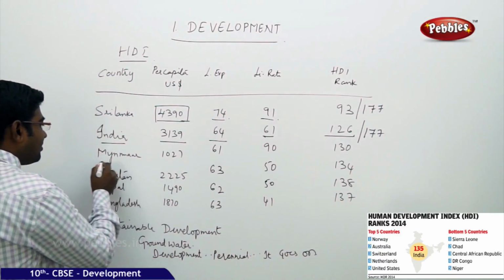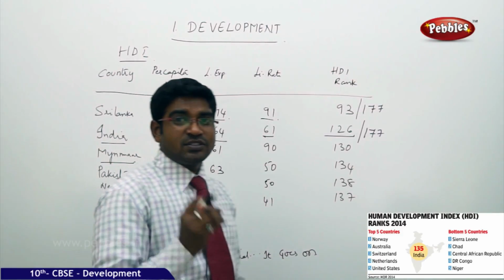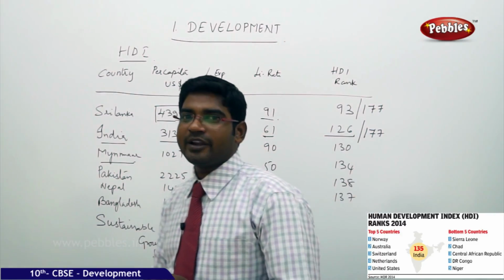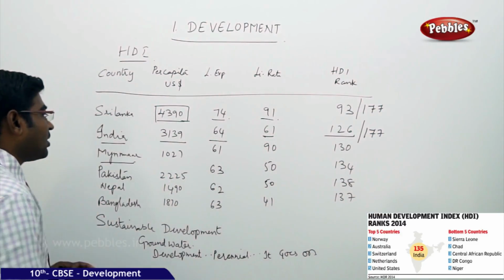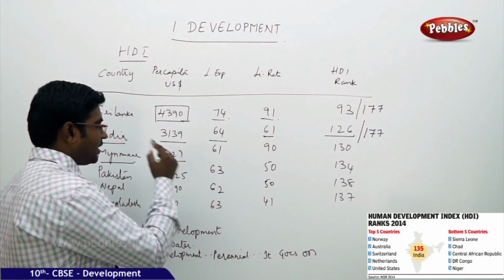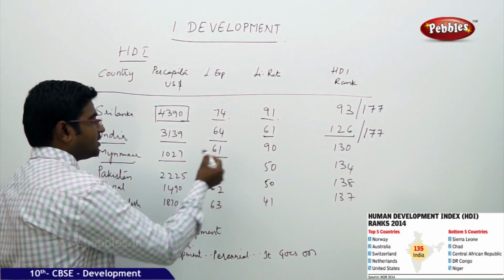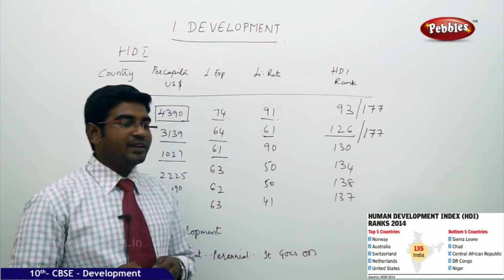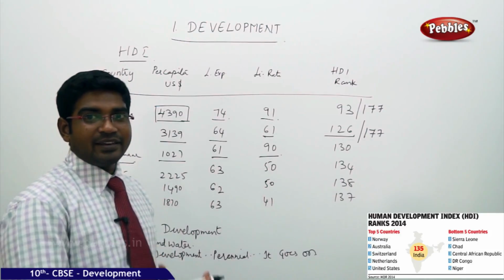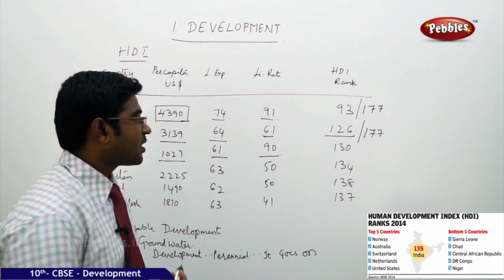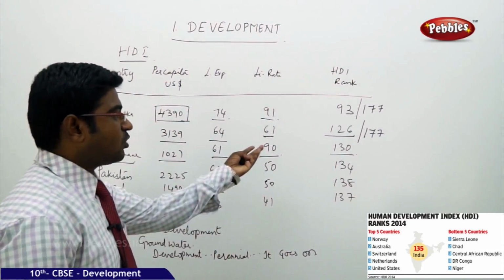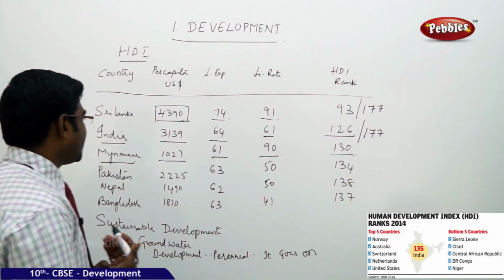And then Myanmar, a very small country, still struggling to establish democracy. Aung San Suu Kyi is fighting to get democracy in Myanmar. Let us see how it is in Myanmar. The per capita income is 1,027 US dollars, very, very low. Life expectancy is almost close to India, that is 61, whereas the literacy rate is 90%, far ahead of India and very close to Sri Lanka. The Human Development Index ranking is 130, very close to the Indian ranking. So it is not so astonishing.